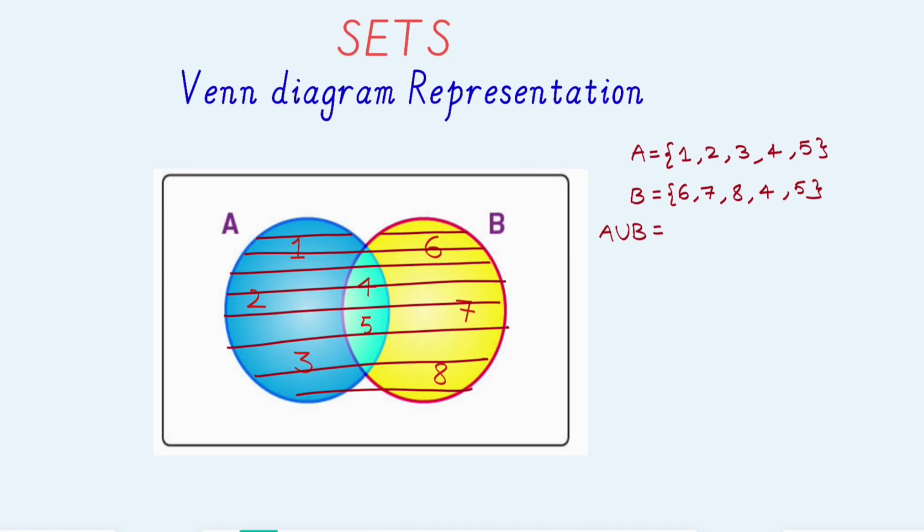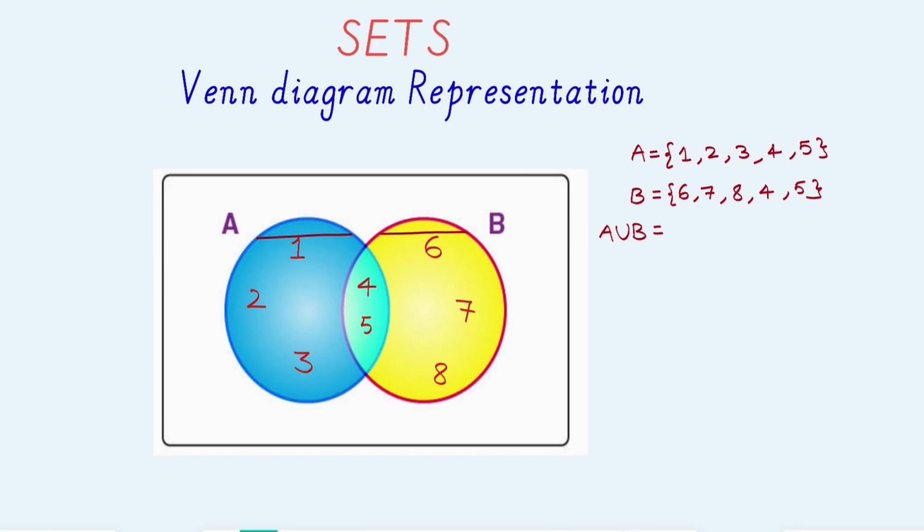So here, if we write the elements of A union B, what will come in that? All the elements of A and B. So here: 1, 2, 3, 4, 5, 6, 7. These are all elements of A union B.